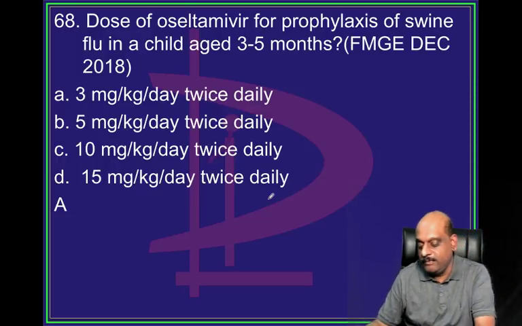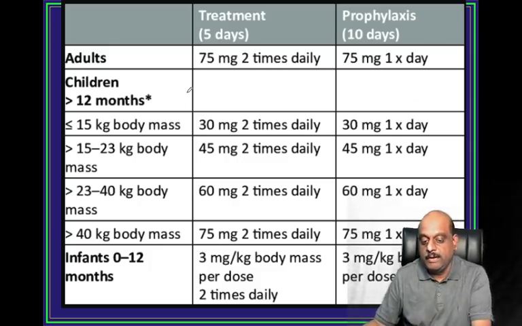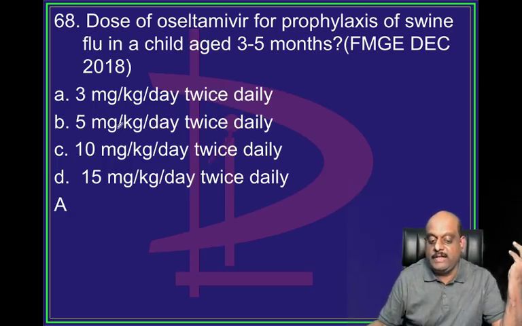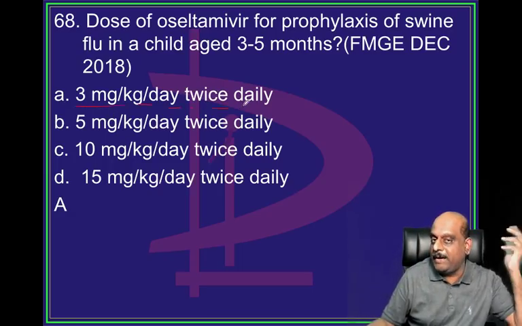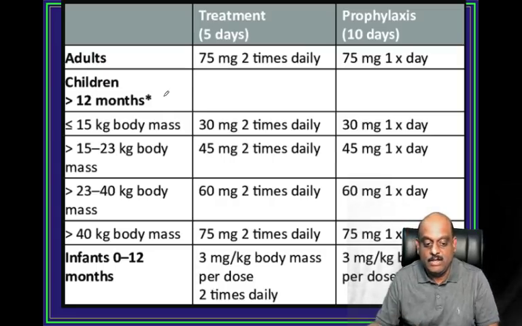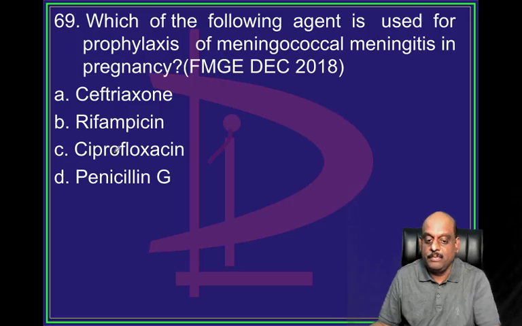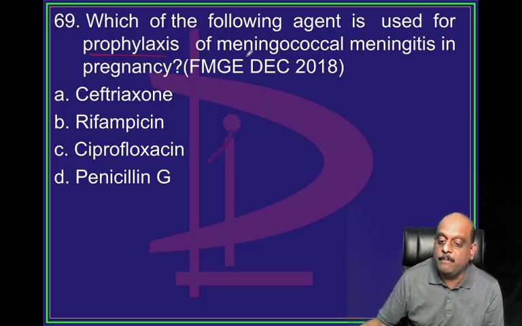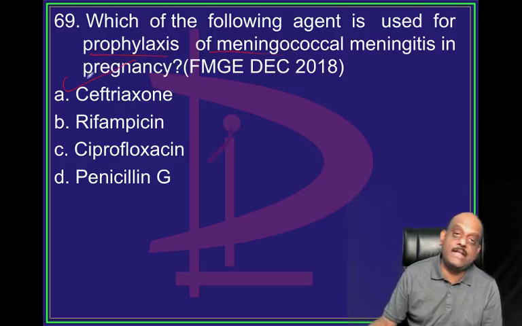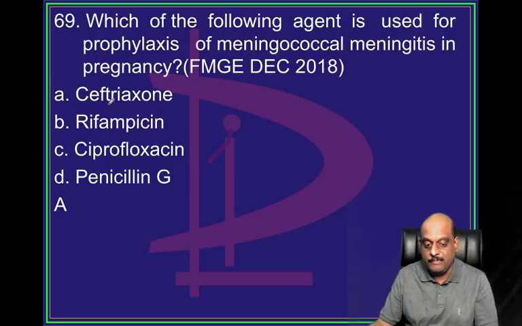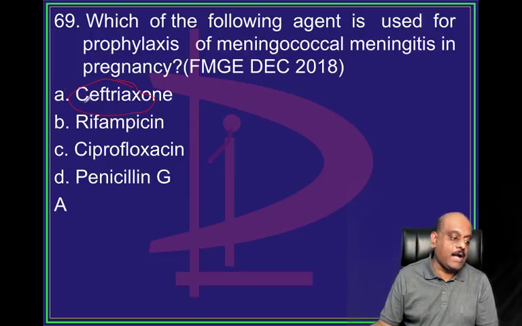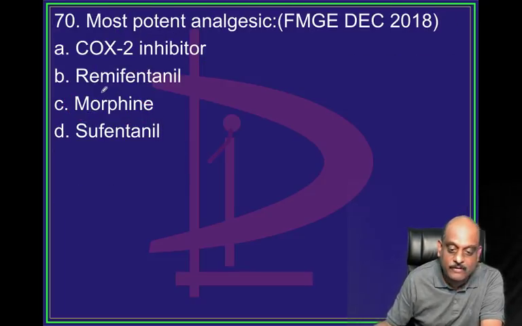Now, anyway, since we touched on it, 3 mg per kg per day, twice a day, right? So for the prophylaxis of meningococcal meningitis in pregnancy, what will you give, doctor? We give ceftriaxone, a 3rd generation cephalosporin.